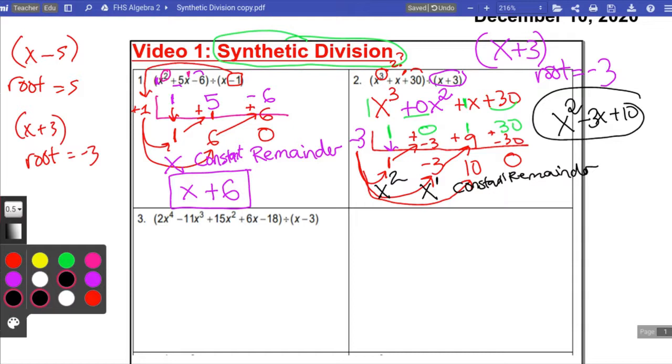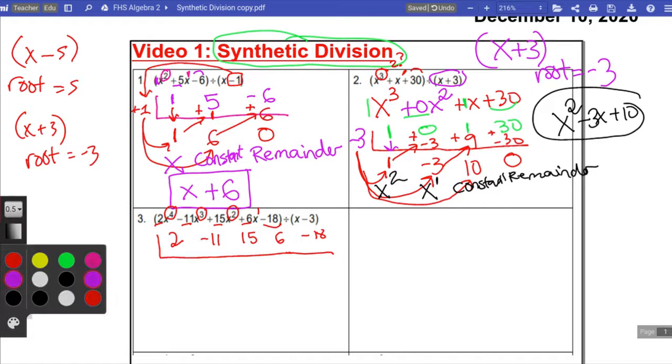All right, number three. First things first, remember what we do? We check the exponents. 4. All right, what's next? 3. What's next? 2. What's next? 1. We're good. Everything checked out. So now go ahead and write this down. You have the 2, the negative 11, the 15, the 6, the negative 18.